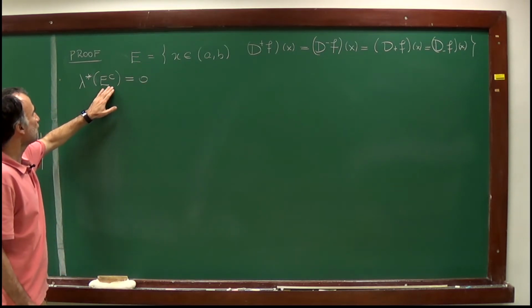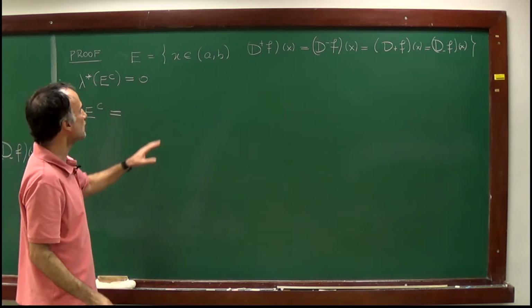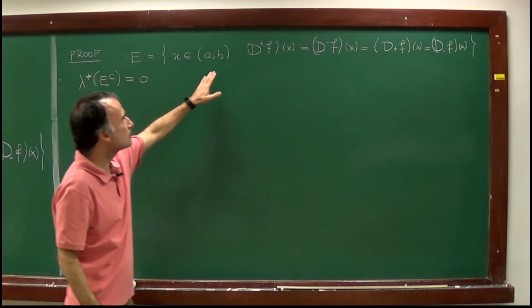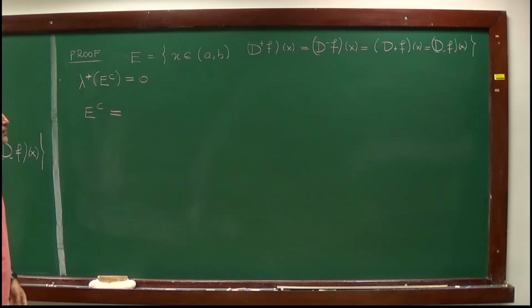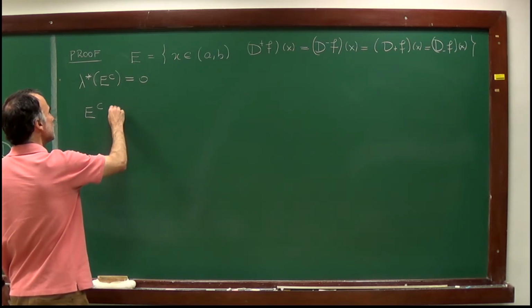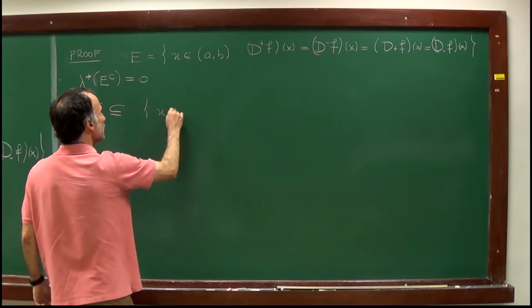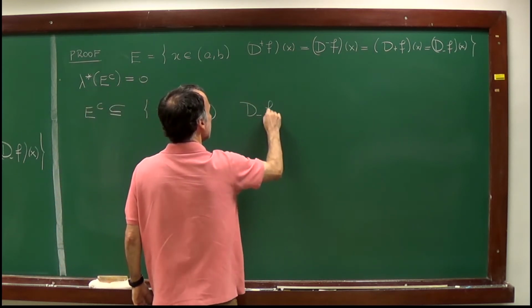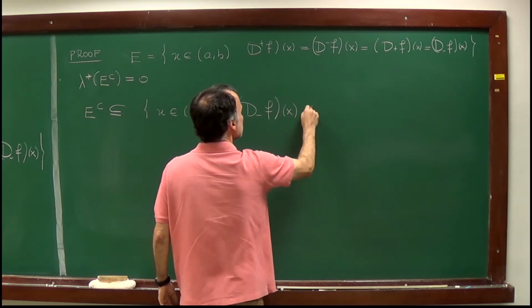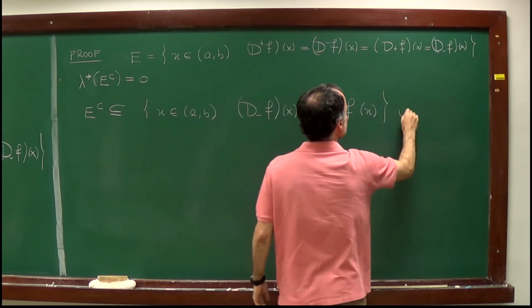And, well, the E complement is the union. If x belongs to E complement, it means that one of these identities does not hold. So what I claim is that E complement is included in the set of points x in AB such that, let's say, d minus f of x is smaller than d plus f of x, union.